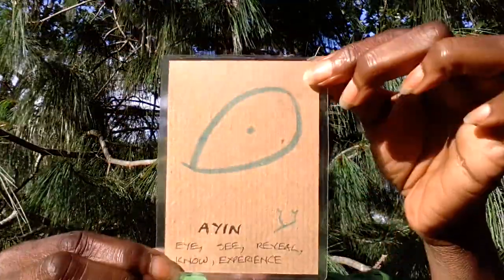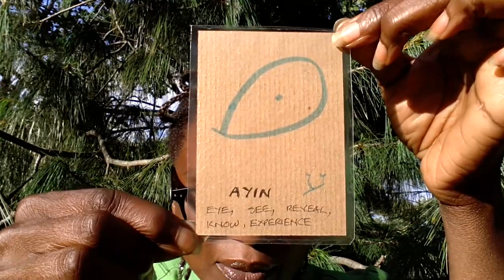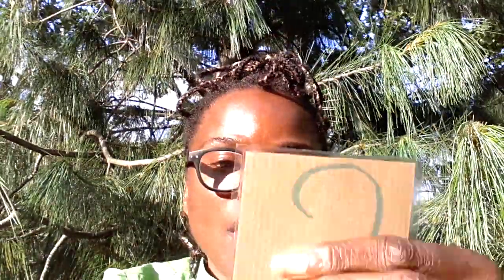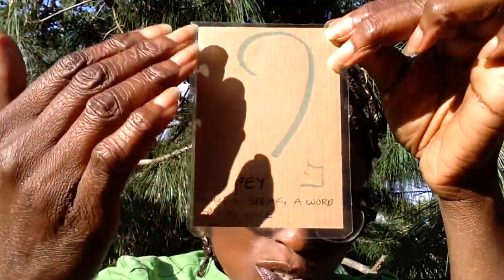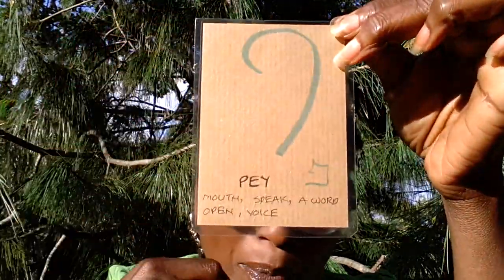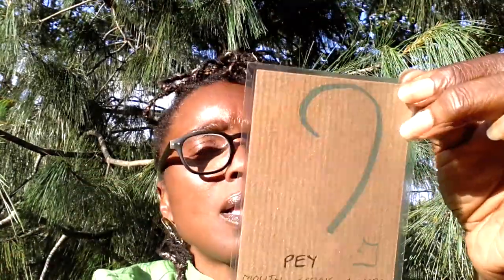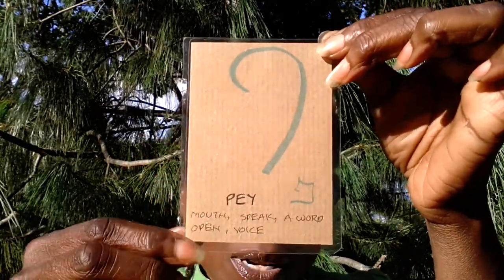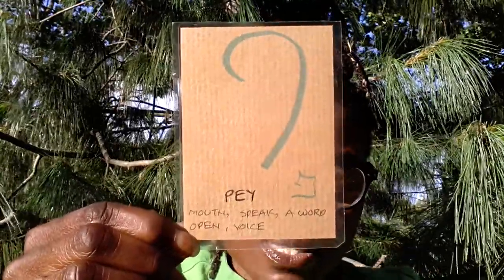And then you have ayin, which is like an eye, so it means eye, see, reveal, to know or experience. And then you have pay, which is kind of like a very simplified representation of a head and then sort of open mouth, so the mouth. And this is how it's represented in modern Hebrew, which is a little bit useless because you don't really get the feeling of what the pictogram is.